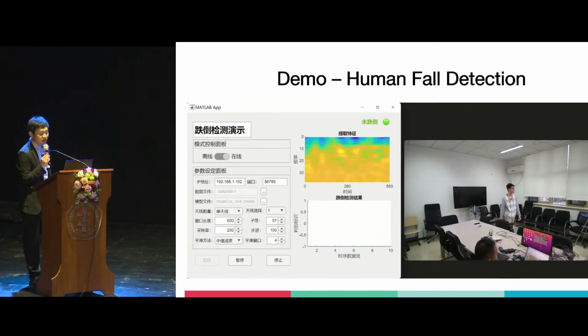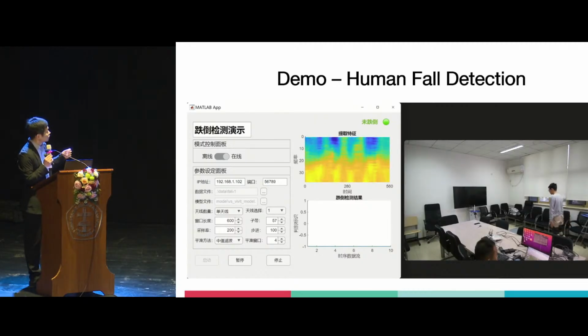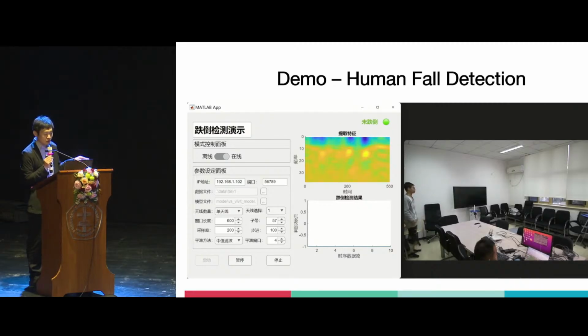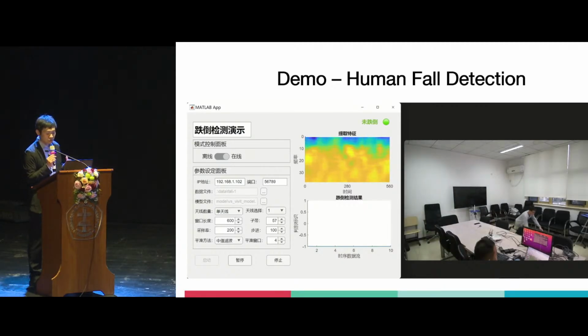We change the direction and repeat the experiment. The system still recognizes the fall. You can see that the normal working event will not trigger the alarm. We also test different fall postures, and the system can still detect them.